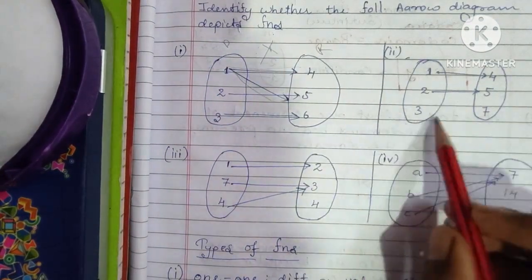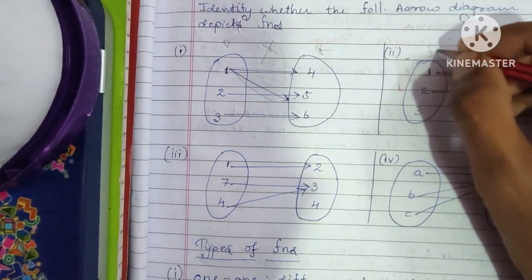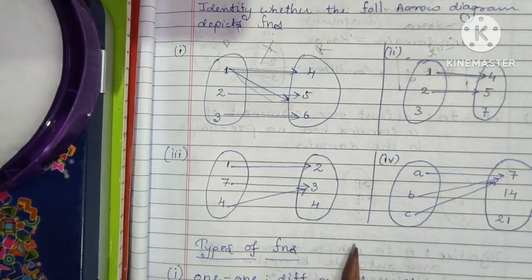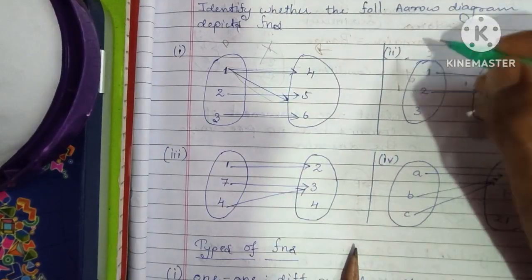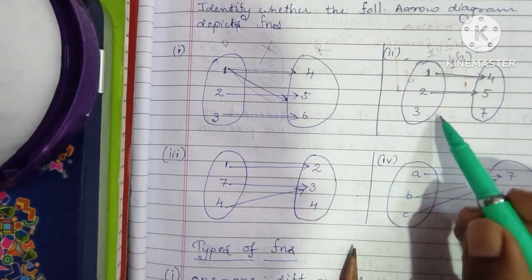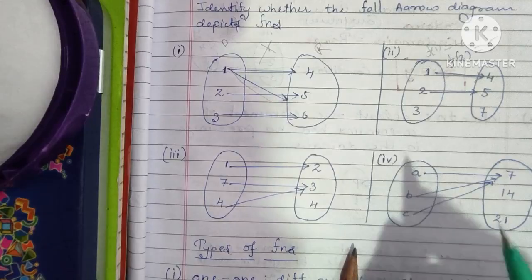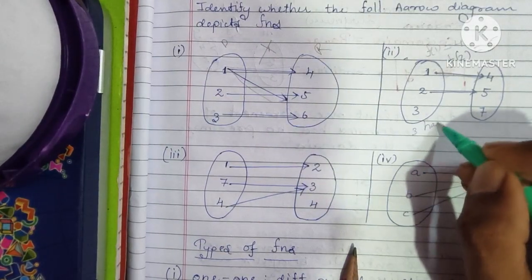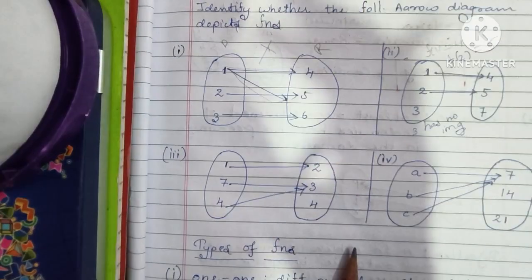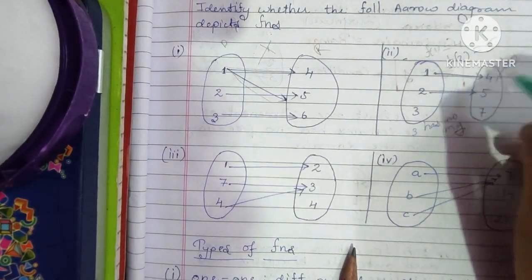Got the point. Second one. Here you can see 1 is mapped to 4. So f of 1 is equal to 4. And 2 is mapped to 5, which implies f of 2 is equal to 5. But here the element 3 is not mapped to any element in the codomain. That means 3 has no image. But the condition says that every element in the domain should have an image. Therefore, this is also not a function.